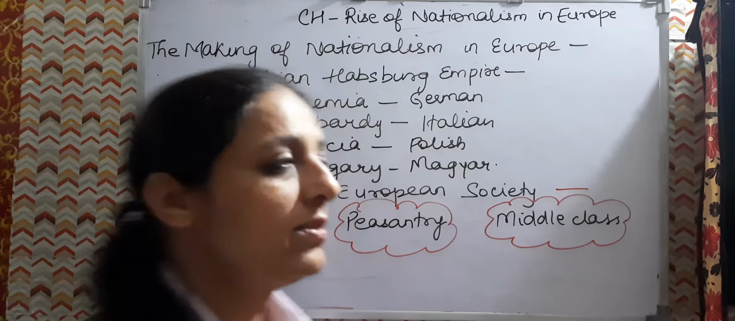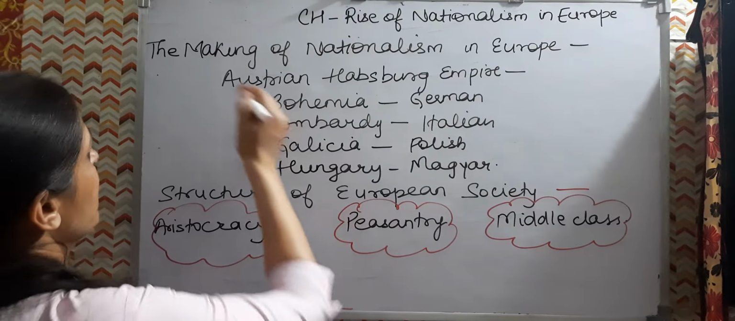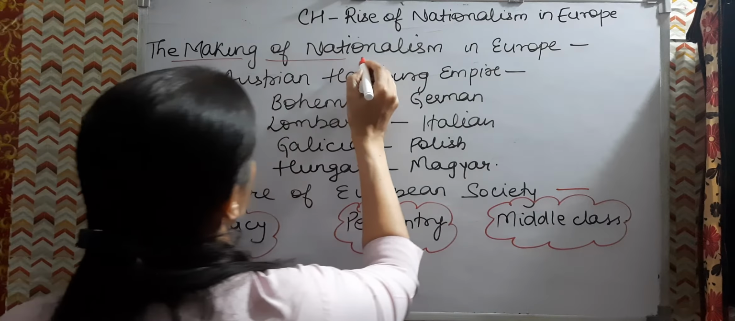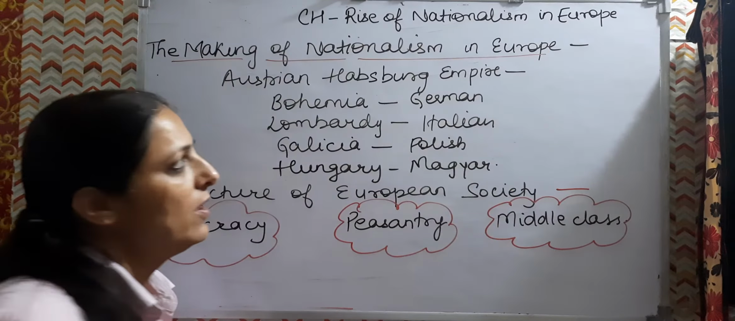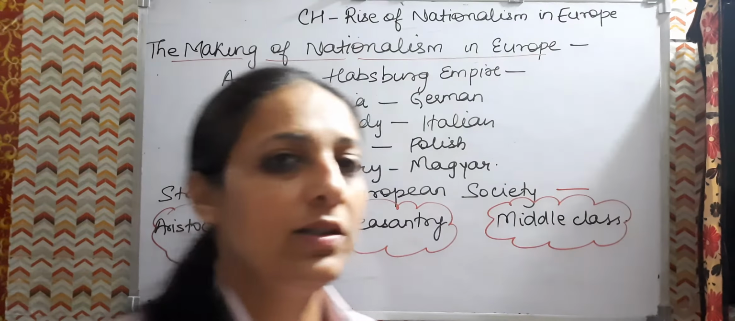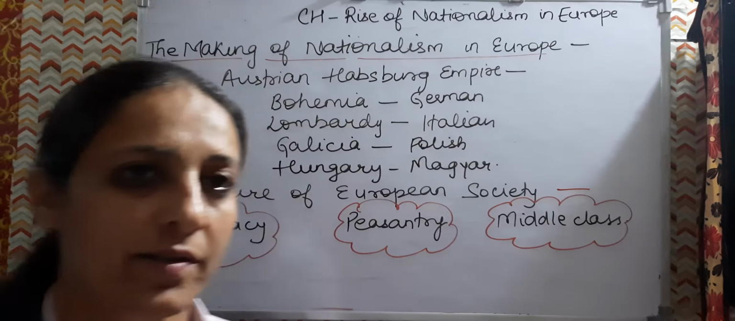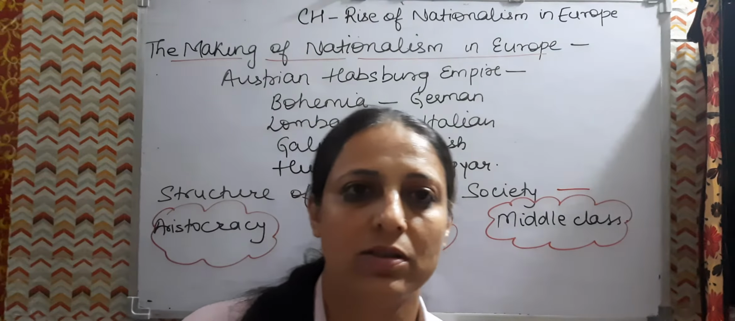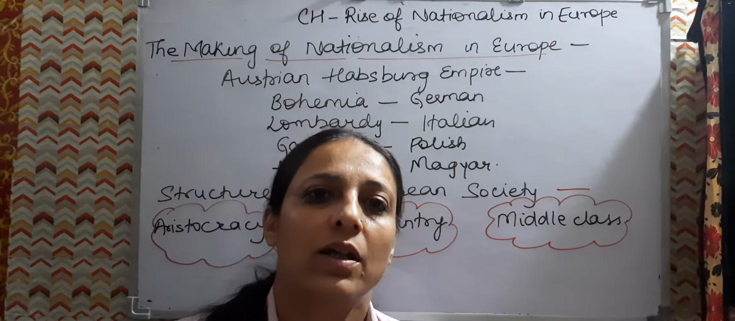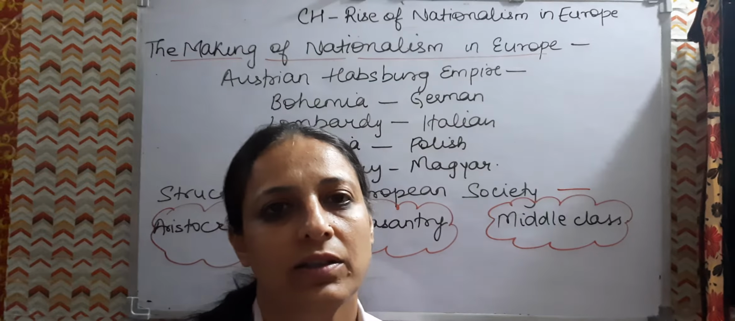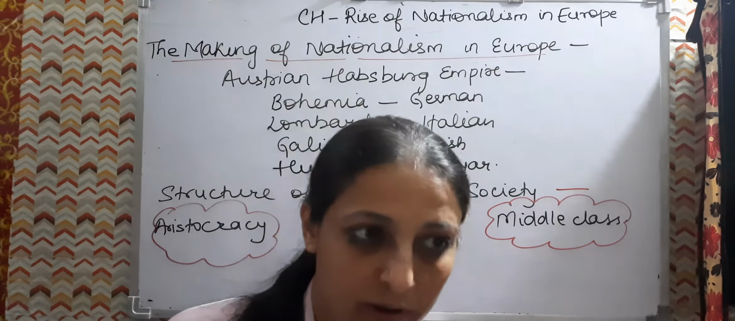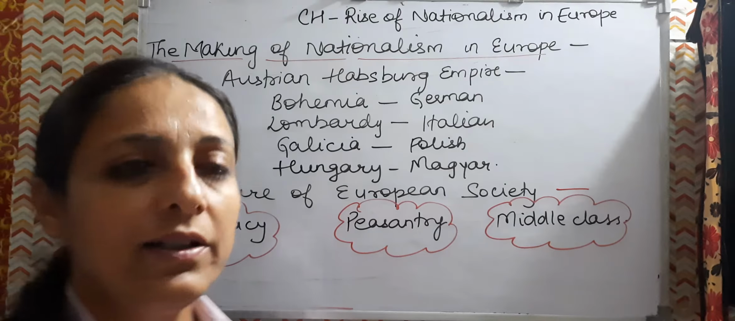So now the next topic is the making of nationalism in Europe. If we see the map of Europe today, we see different countries. Italy is there, Germany is there, France is there. Switzerland is there in Europe, if we see today's map. But earlier it was not.